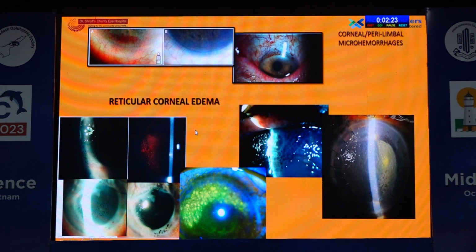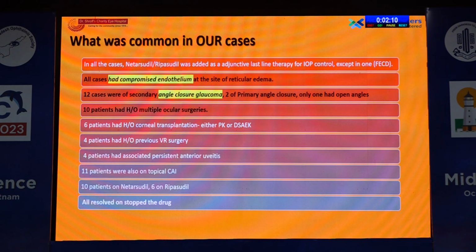What we found in our center was an increased incidence of reticular corneal edema with this drug, especially when it was used as an adjunctive therapy when the patients are already on all the AGMs possible. And it was seen that all patients had compromised endothelium at the site of this reticular edema, and most of the patients had angle closure glaucoma, mostly secondary angle closure, but also primary angle closure. So we just felt that maybe in angle closure we need more follow-up. It was a reversible side effect. As soon as we discontinued the drug, it resolved.